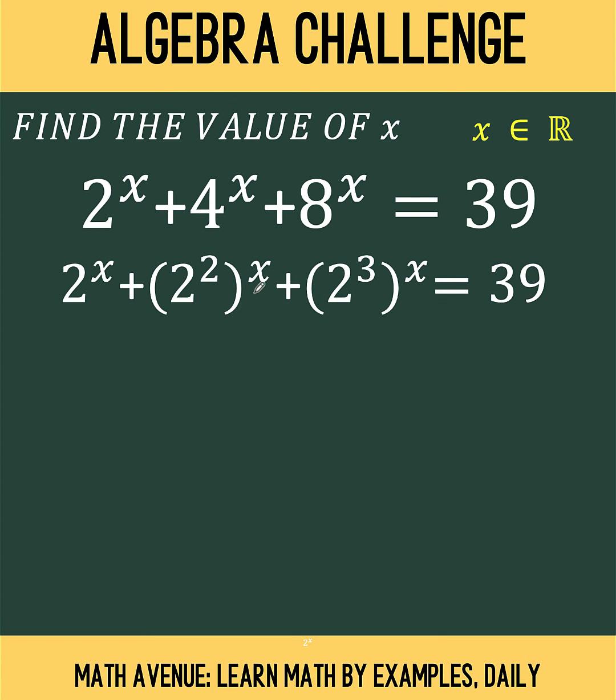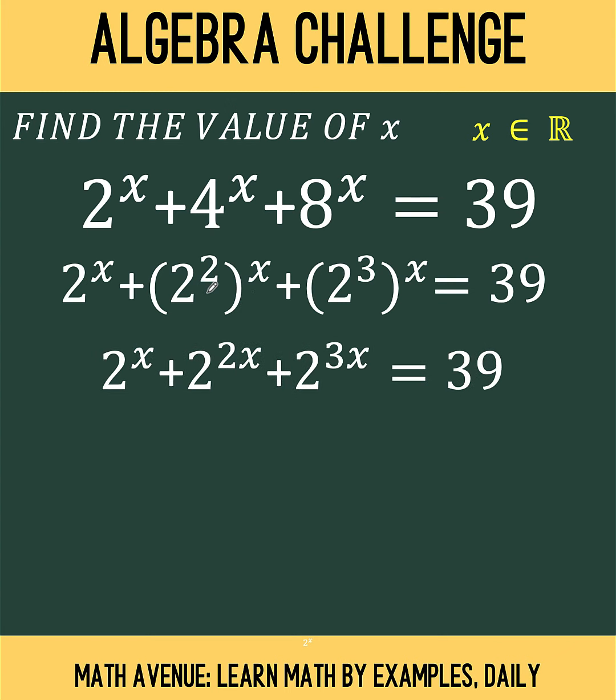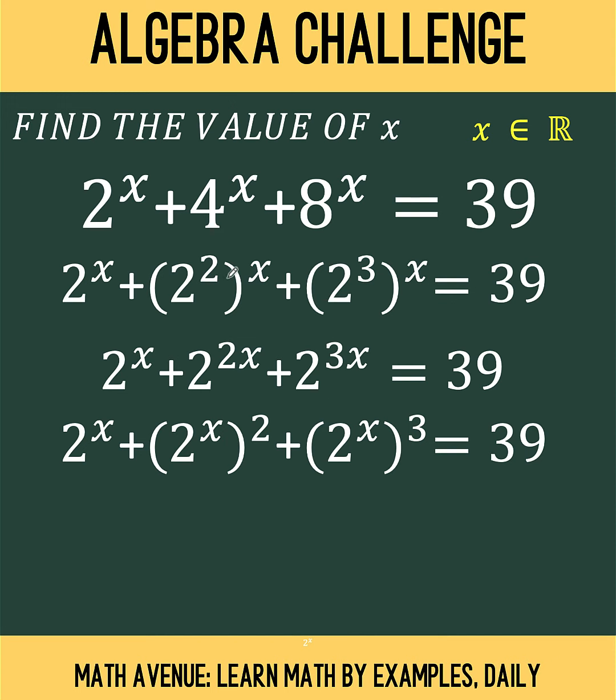And then we apply the power of a power rule of exponents to arrive at this. We multiply the exponents 2 and x to get 2x, 3 times x to get 3x. Now, this is not the desired form that we want. We want 2 raised to x to be the common base of all these 3 terms, and we can achieve that by applying the converse of the power of a power rule of exponents. We can write this again this way, noting that multiplication is commutative.